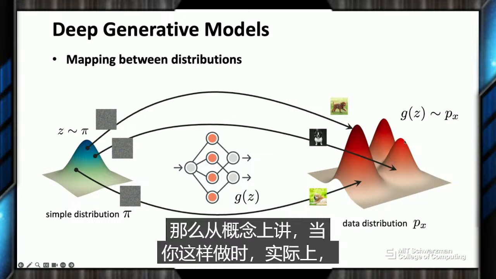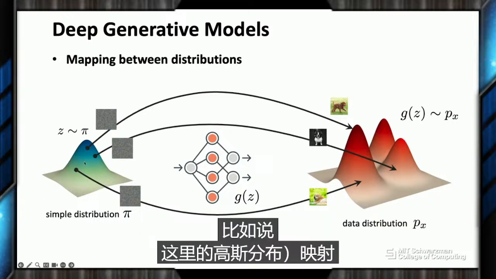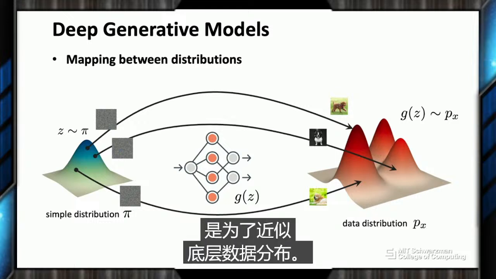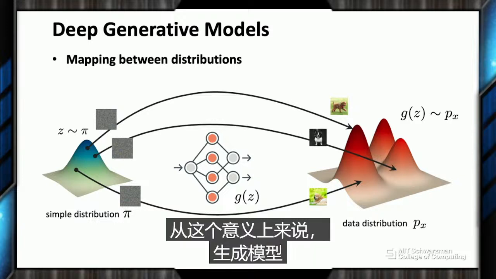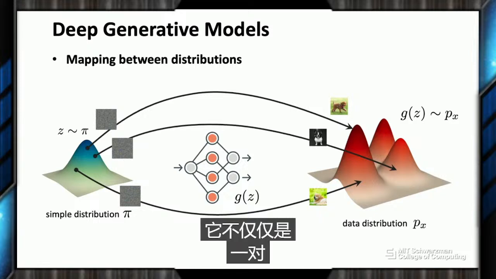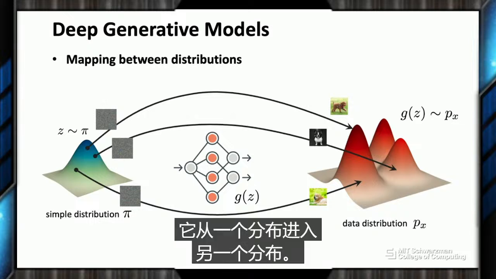Then conceptually, when you do this, your neural network is trying to map a simple distribution, let's say a Gaussian distribution here, to another distribution, which conceptually is to approximate the underlying data distribution. In this sense, a generative model is a mapping between distributions. It is not just a mapping between a pair of data points and a label. It goes from one distribution to another distribution.